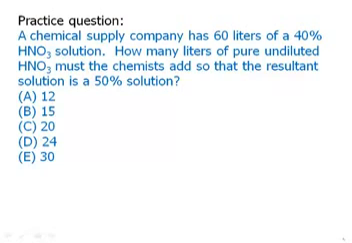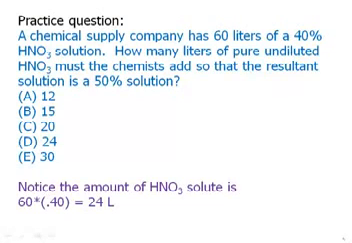So C is a nice round number, so we'll just pick C as our answer. Before we even pick it, notice that the amount of solute in the beginning solution, 40% of 60, is 24 liters. There are 24 liters of the acid in the initial solution. So now let's pick C.